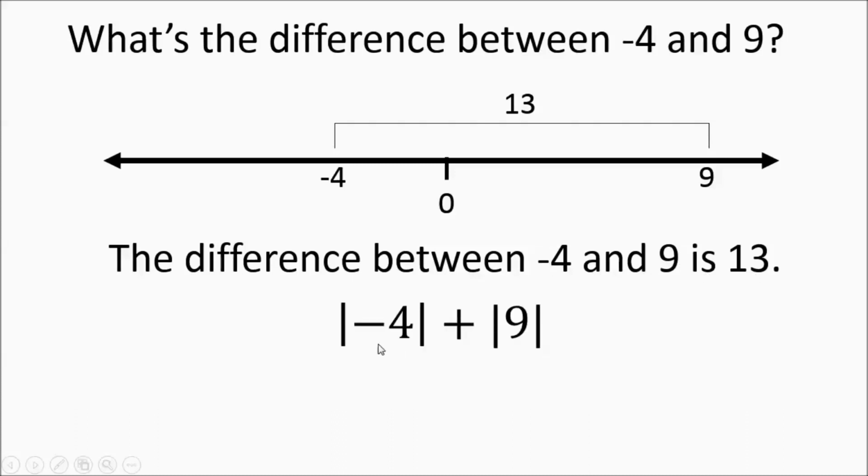So the absolute value of -4 was 4, the absolute value of 9 is 9, and you add them up. When the two numbers are on opposite sides of 0, you add their absolute values.